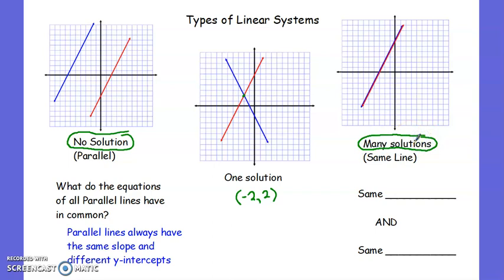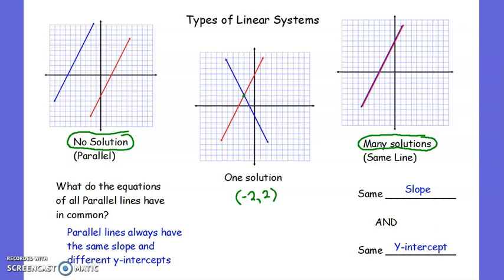Every point that's on the red line is on the blue line, and therefore every point on those lines is a solution to the system. So the best that we can do is just say that there are many solutions. Again, to identify that, they're not parallel lines, but they will have the same slope as well as the same y-intercept. They're starting in the same place and they're traveling in the same direction. Both of those things will be the same.